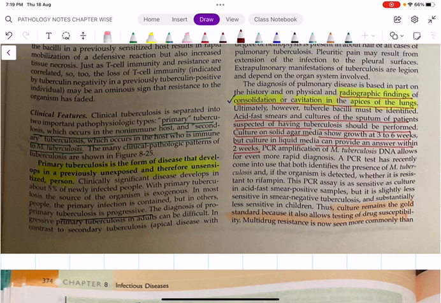But I developed it. That is primary. I have already been exposed, but I don't get TB. Again, I am exposed, and I am getting TB. That is secondary tuberculosis. Simple. So the primary tuberculosis is the form of disease that develops in a previously unexposed, unsensitized person. Both words are important: unexposed, unsensitized person.